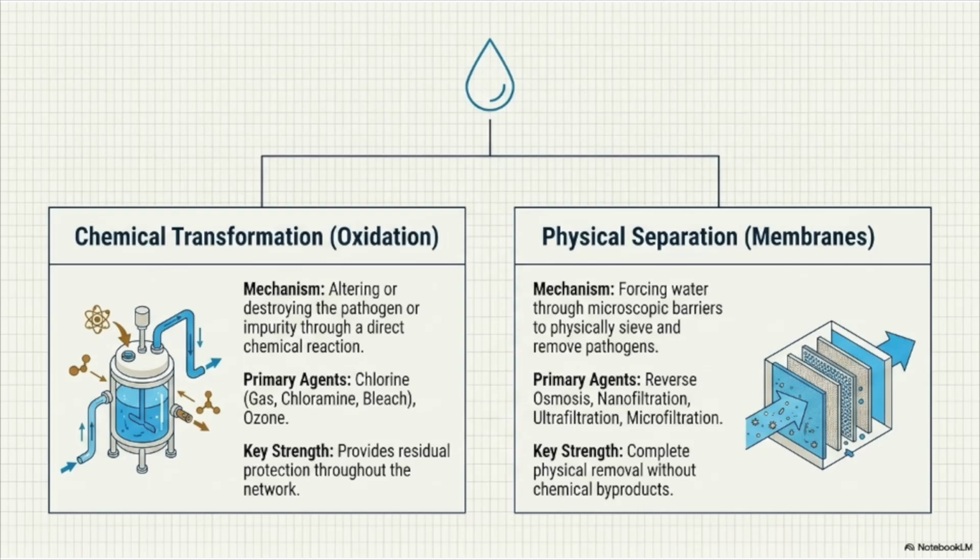The second category is physical separation using membranes, which works by forcing water through microscopic barriers to physically sieve and remove pathogens. The primary agents here are reverse osmosis, nanofiltration, ultrafiltration, and microfiltration. The key strength of this method is complete physical removal without any chemical byproducts.